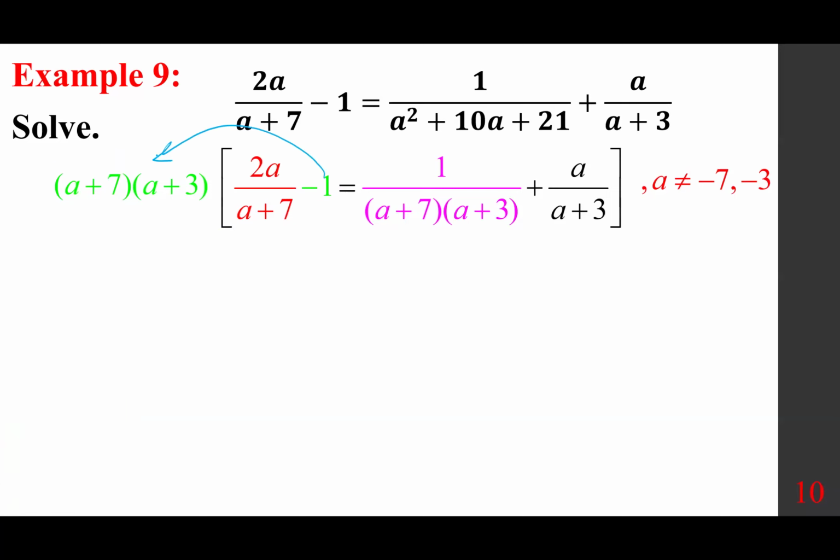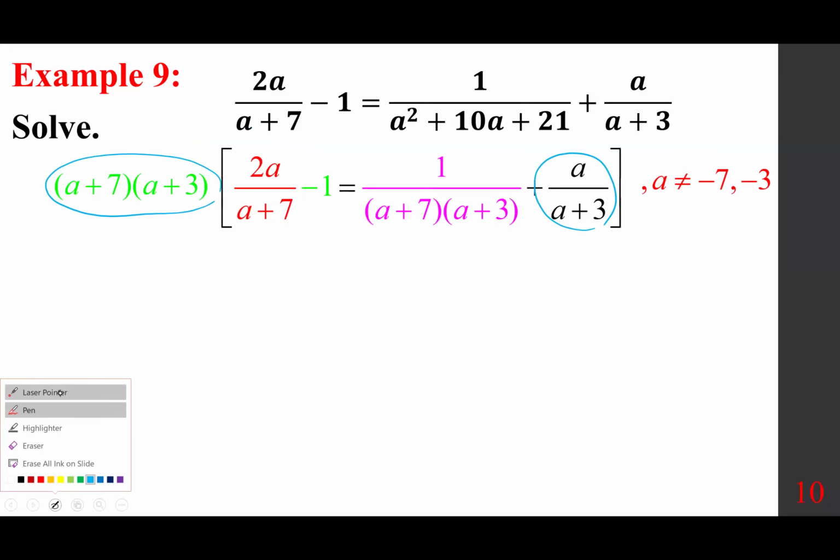This one simply multiply by this. That's not a big deal. Let's go to the right side. When you multiply this one by this one, you just get 1, because a plus 7 times a plus 3 cancels out a plus 7 times a plus 3. What happens when you multiply this guy by this guy? A plus 3, let me actually show you. A plus 3 cancels out a plus 3. So you get minus a times a plus 7.